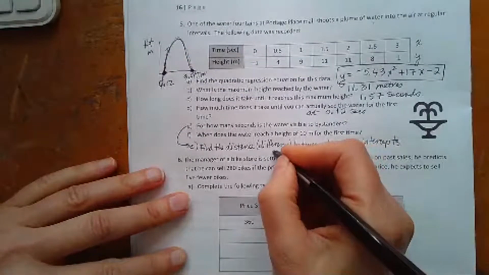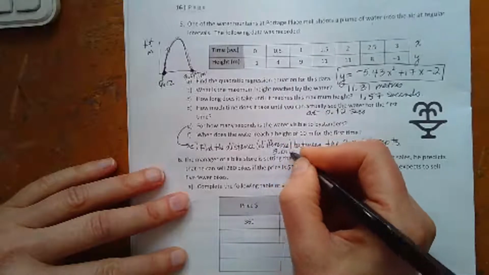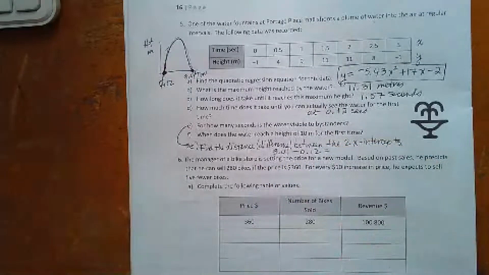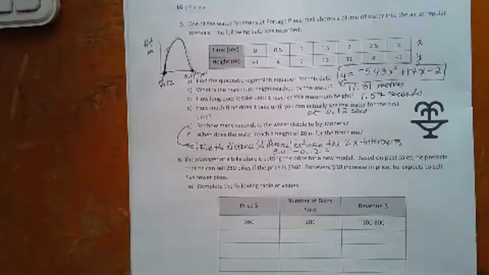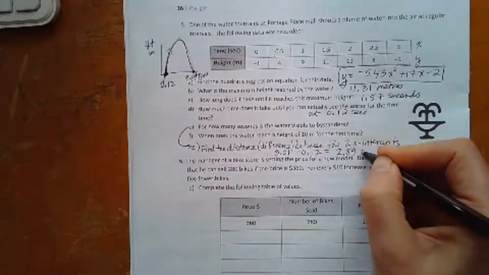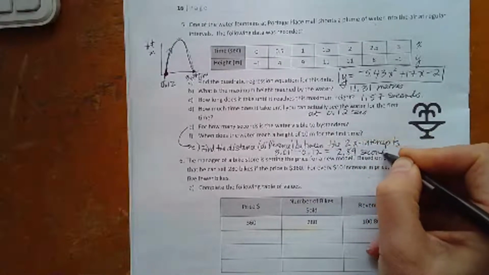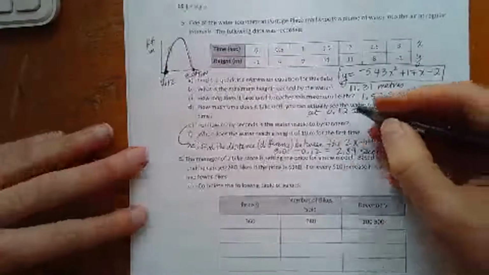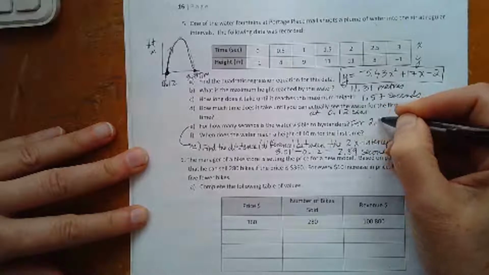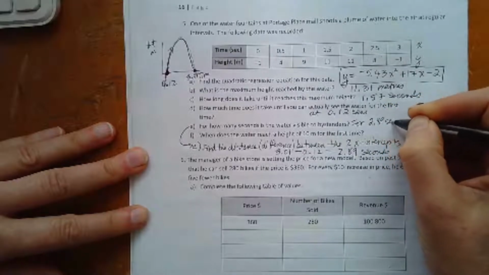So I'm just going to take 3.01, take away 0.12. And that's going to give me 2.89 seconds. Okay, so 2.89 seconds.